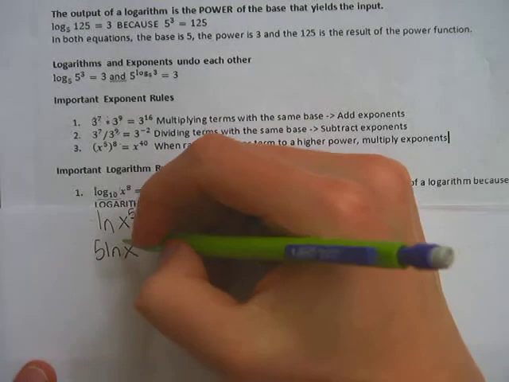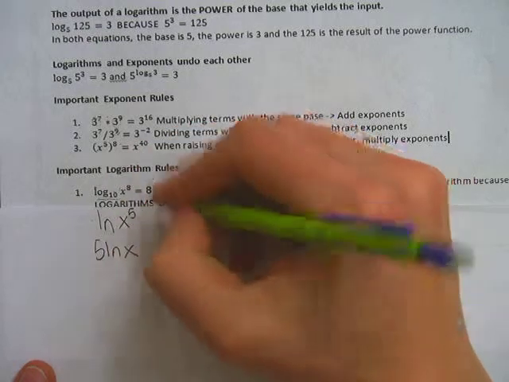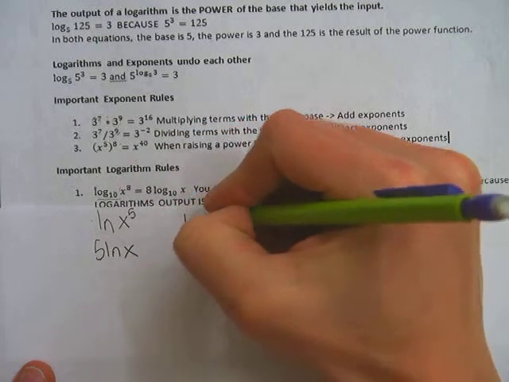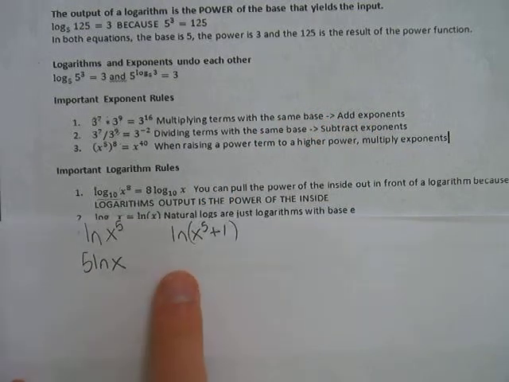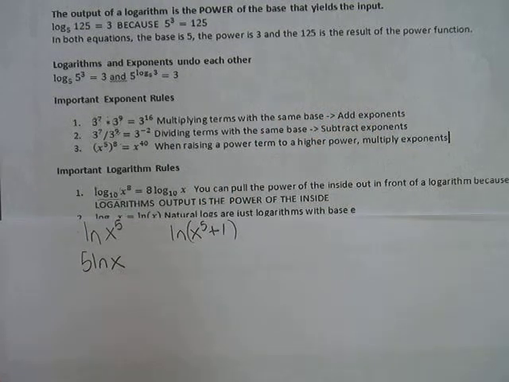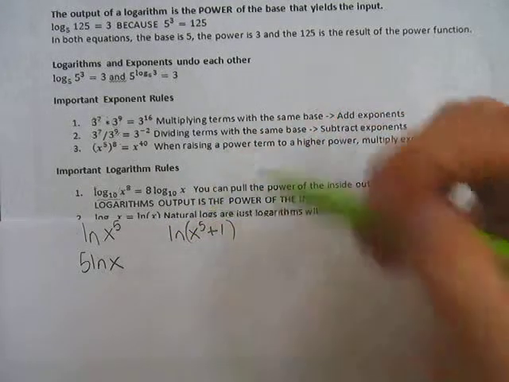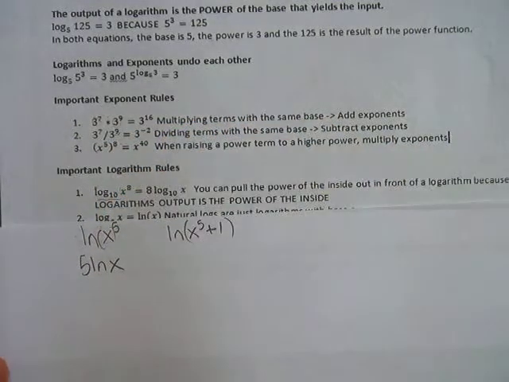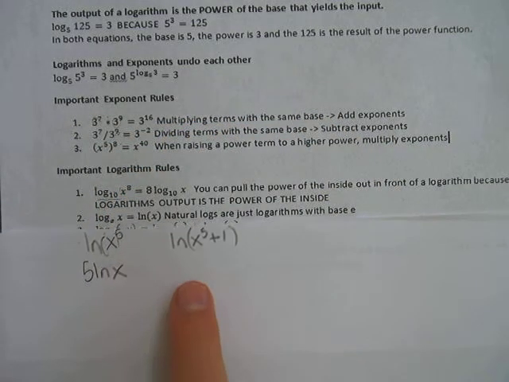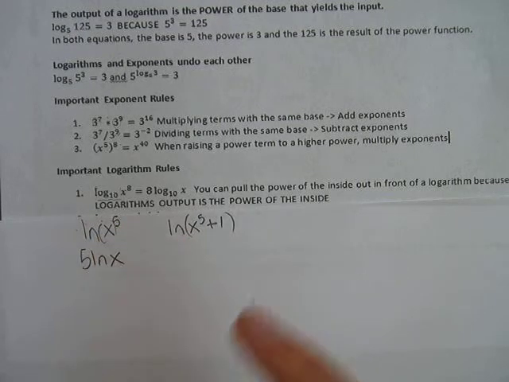Sorry about that. All right, next, I want to show a counterexample. Natural log of x to the 5th plus 1 inside here. This I can't do anything with right now. The whole inside is not raised to a power, whereas here the whole inside was raised to a power. So I can't apply this rule here. I can't pull that 5 out, whereas I could here.